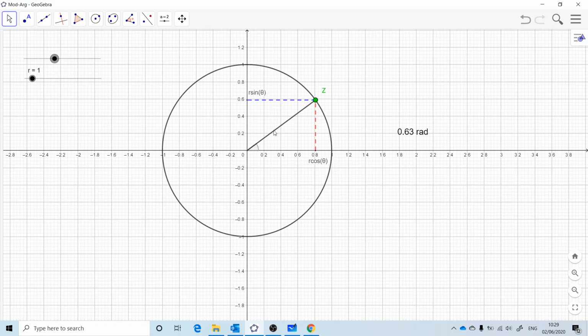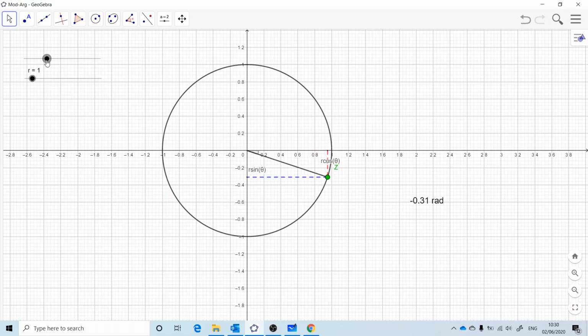If we've got a complex number with modulus 1, all we're saying is that the real part is going to be 1 multiplied by cos theta, and the imaginary part is going to be 1 multiplied by sine theta. And that's true even if theta is negative. It works for all values of theta. So here you can see that we've got minus 0.63 radians, and the x-coordinate is going to be cos minus 0.63, and the y-coordinate, the imaginary part, is going to be sine of minus 0.63, which is negative.